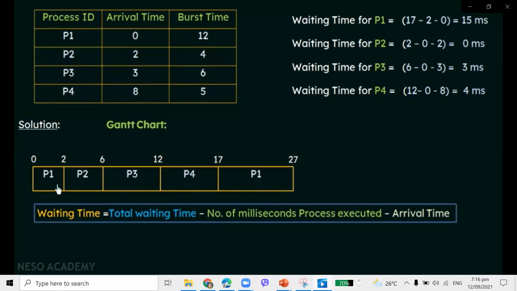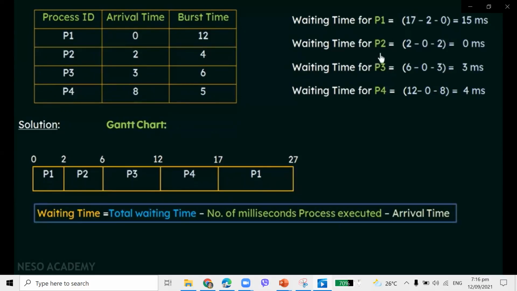What is that? If you see in this Gantt chart, P1 already executed 2 milliseconds before coming here. So minus that number of milliseconds the process executed, which is 2 milliseconds, minus the arrival time of P1, that is 0. So if you subtract this, we'll get 15 milliseconds, which is the waiting time for P1.